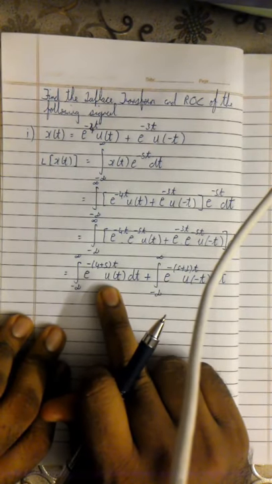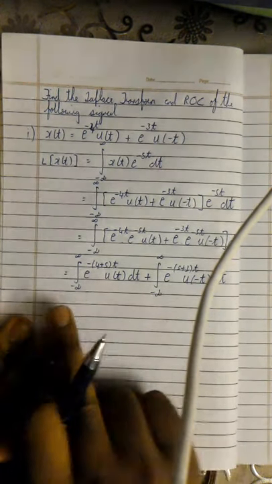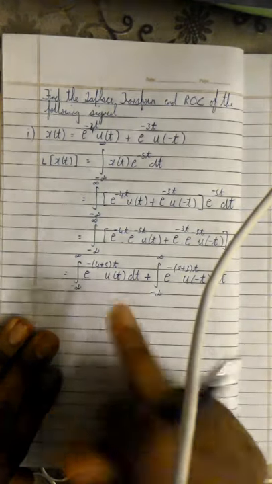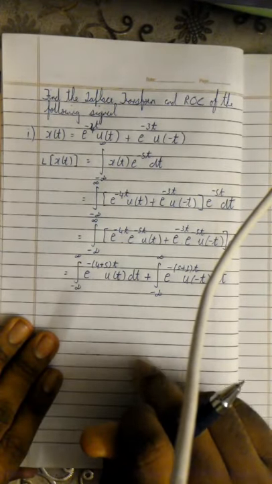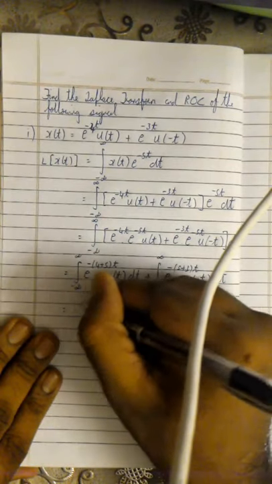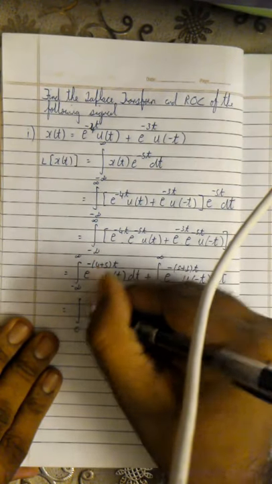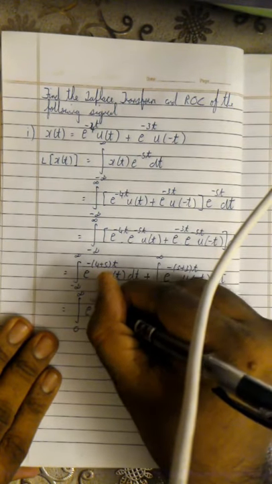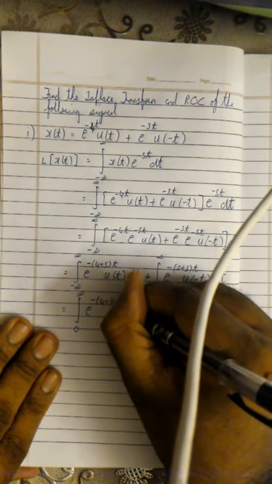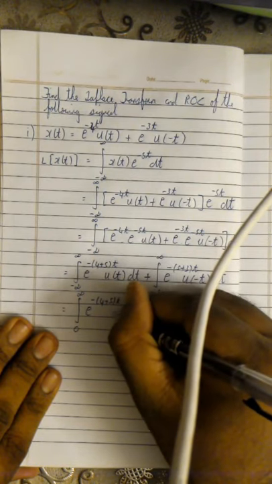U of t is a unit step function which is 1 when t is from 0 to infinity. Otherwise u of t is equal to 0, right? So I'm going to substitute that over here. That means the limits will become 0 to infinity. At 0 to infinity u of t becomes 1. So e raised to minus 4 plus s into t into 1 dt.